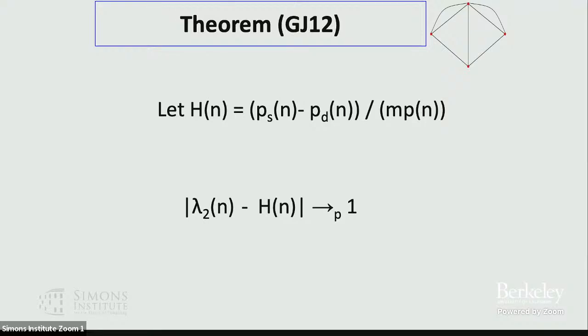Theorem: lambda 2, this homophily measure converges to lambda 2 in probability. So basically, when you're looking at this lambda 2, the homophily measure in a stochastic block model is going to tell you what that lambda 2, that second largest eigenvalue, is.